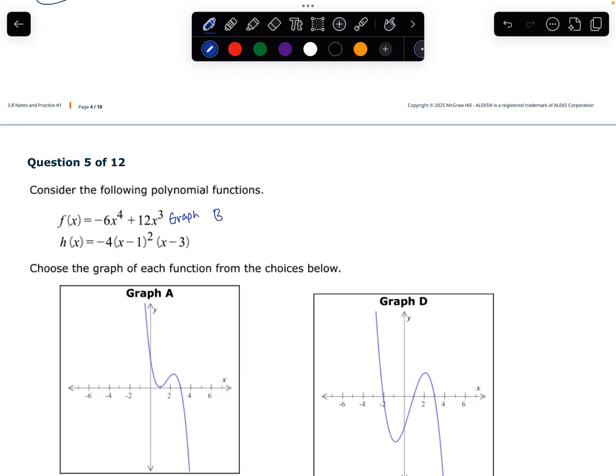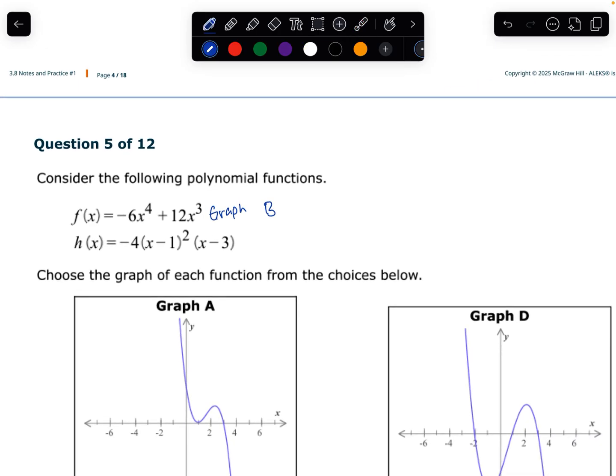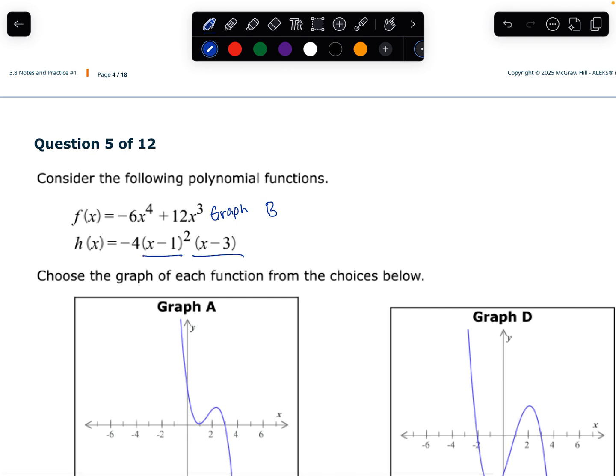All right, for h of x then. So for h of x, which of these belong to h of x? So first thing I'm going to do is think about the leading term. But because this one's factored, I have to add up all the degrees of the factors. So this factor is of degree 2, while this factor is of degree 1. So this one has a degree of 3, and it has a leading coefficient of negative 4. You can see that out there. So the leading coefficient is equal to negative 4.